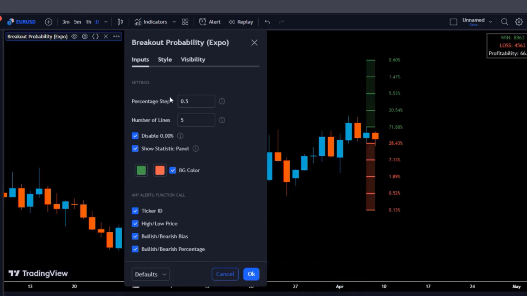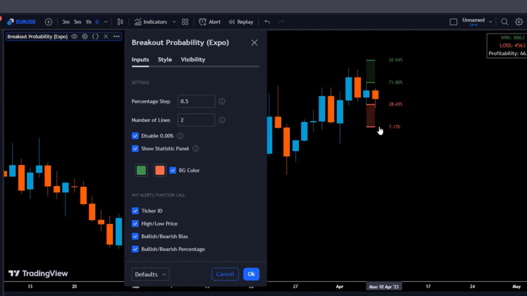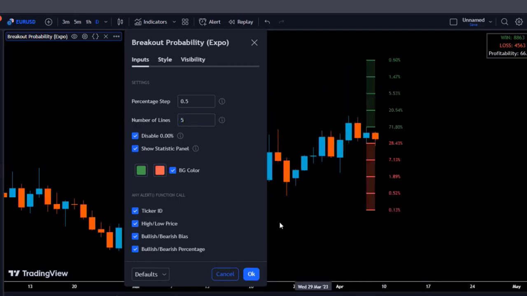Another interesting setting is the number of lines. You can use this to decrease the number of lines that the indicator plots. To make the chart less cluttered, you can also disable or enable lines that have a less than 0% chance of being hit. By default, this is enabled. The second checkbox pertains to enabling or disabling the statistics panel.